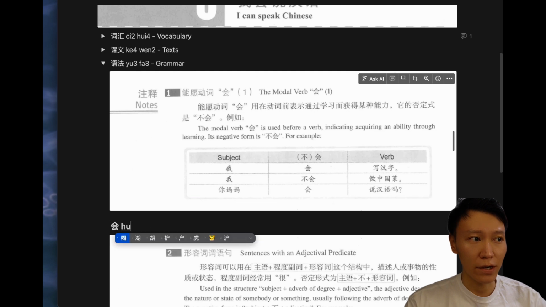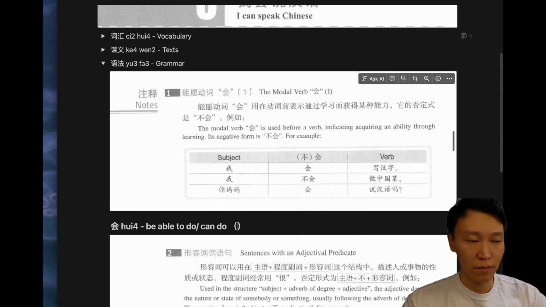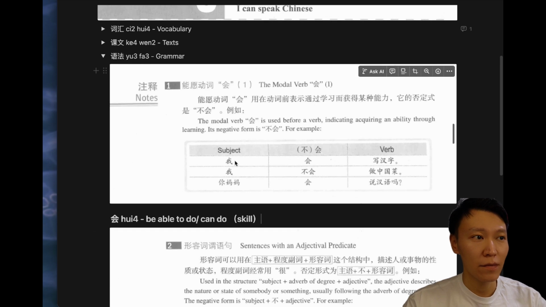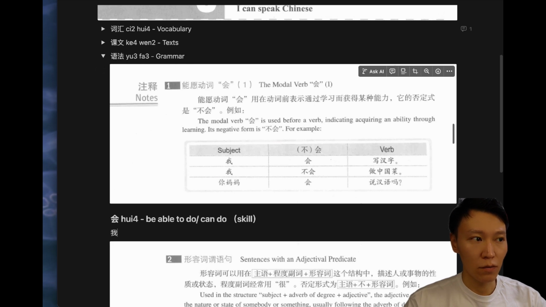So this character 会 indicates the ability to do something, so that's your skill, right? So we can say it means be able to do or can do something, but that's only your skill. So you can say, for example, here, 我会写汉字. Yeah? I'll give you pinyin. 写汉字. And it means I can write Chinese characters.